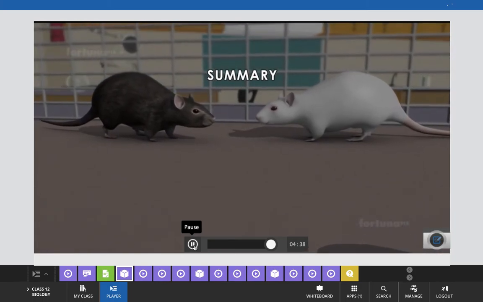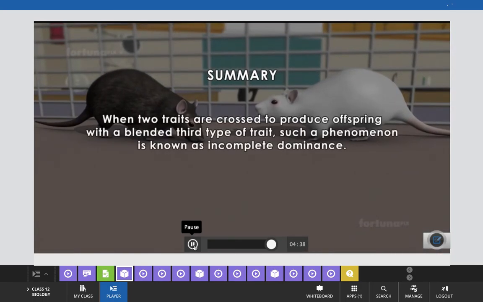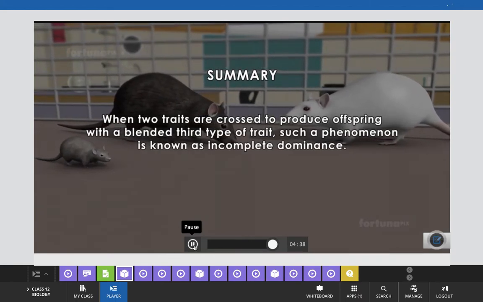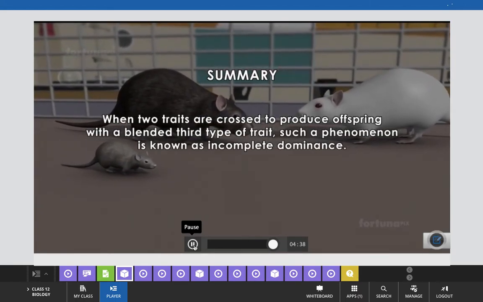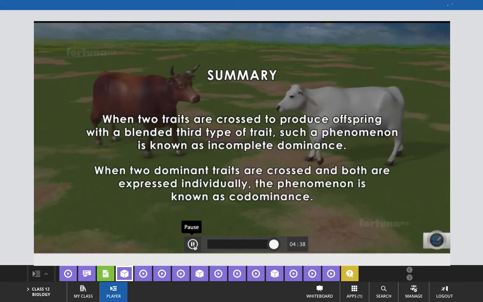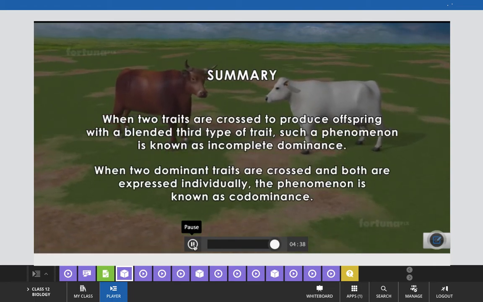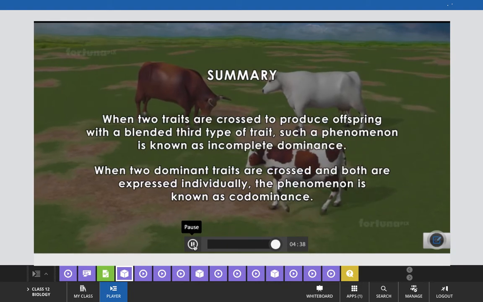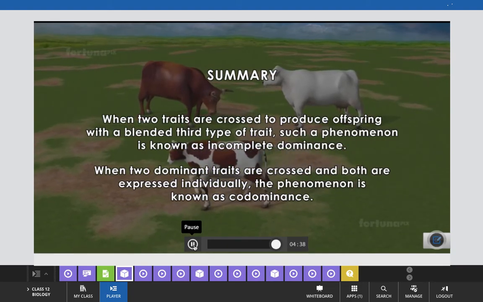Summary. When two traits are crossed to produce offspring with a blended third type of trait, such a phenomenon is known as incomplete dominance. When two dominant traits are crossed and both are expressed individually, the phenomenon is known as codominance.